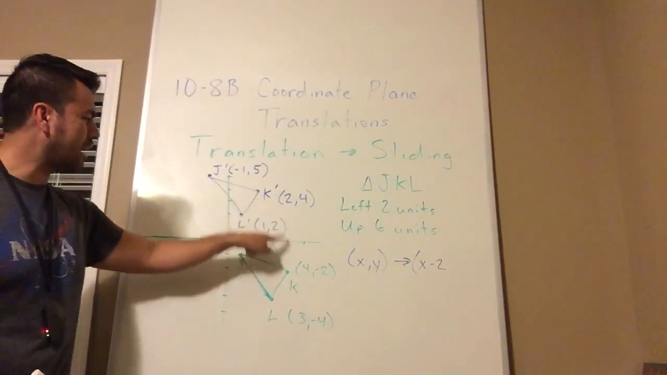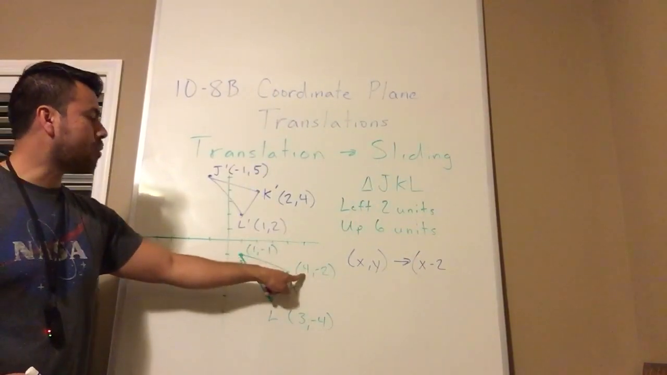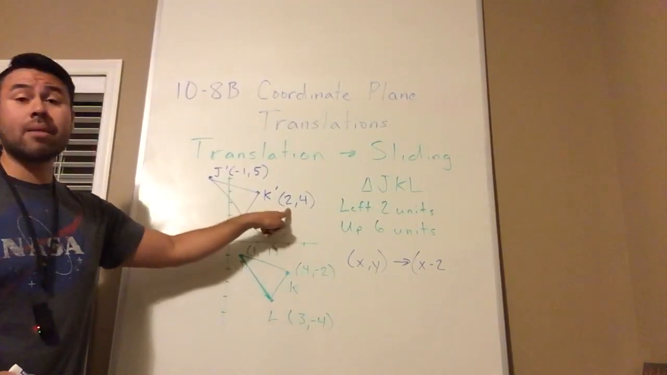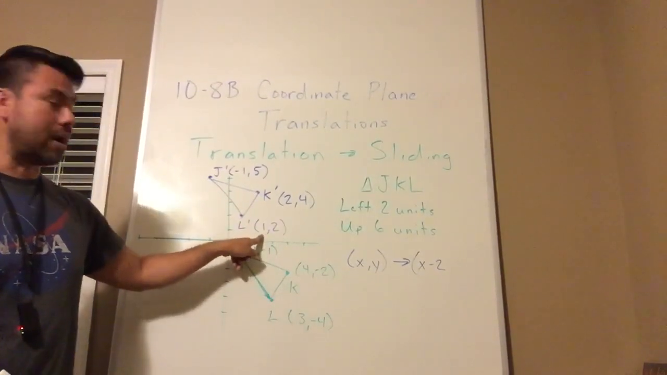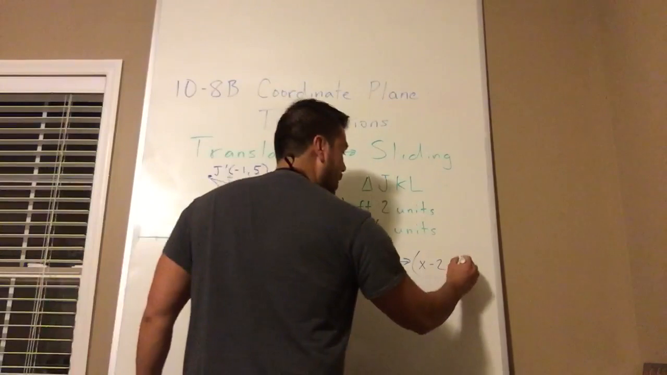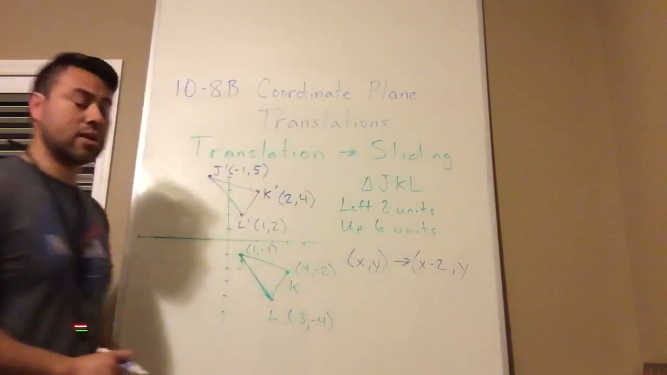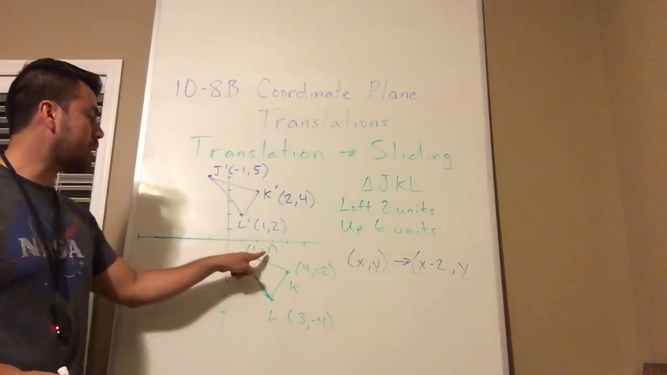Does that work for K and K prime? What's 4 minus 2? Oh, that gave me my K prime. What's 3 minus 2? That gave me my L prime. Okay, so that rule works so far. How would you describe the y translation? Look at the y coordinate.